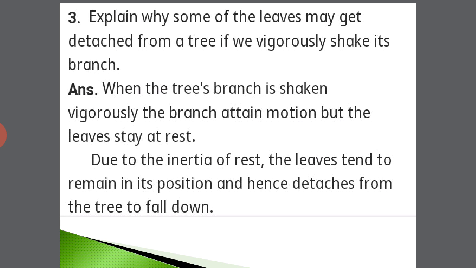Explain why some of the leaves may get detached from a tree if we vigorously shake its branch. When the tree's branch is shaken vigorously, the branch attains motion, but the leaves stay at rest due to the inertia of rest. The leaves tend to remain in their position and hence detach from the tree and fall down. When you suddenly start shaking the branch of a tree, the leaves try to be in the state of rest and the branch gets some motion. As a result, the leaves get removed from the tree and fall down.